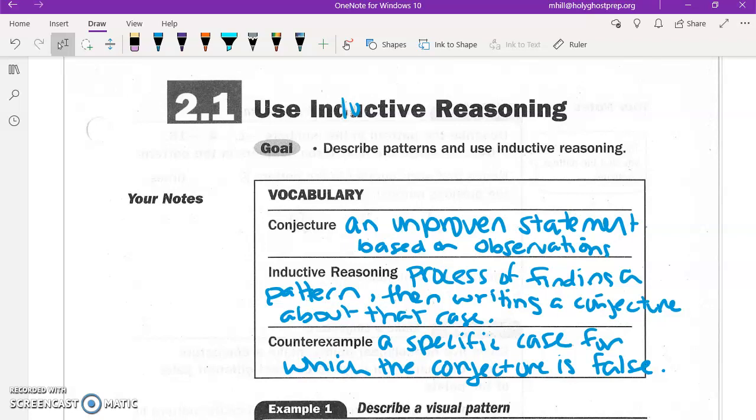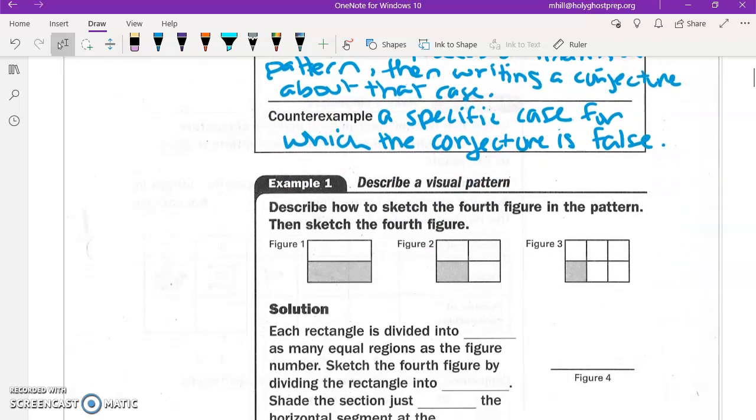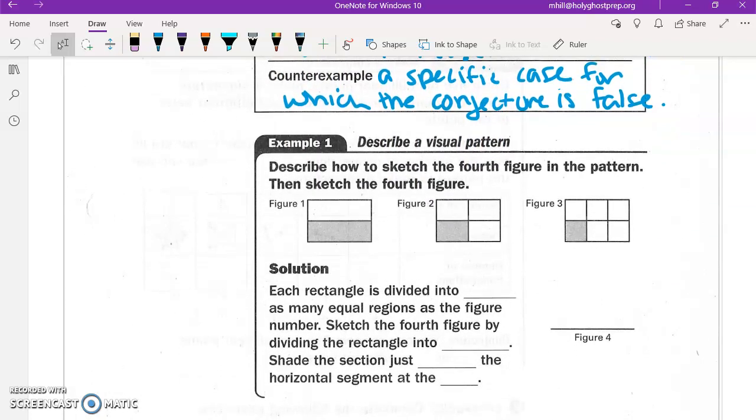All right, so let's go through the process and see a pattern here. Describe a visual pattern. Describe how to sketch the fourth figure in this pattern and then sketch the fourth figure. So notice the first, second, and third figures. And we're going to go through stuff here. So the solution: each rectangle is divided into blank as many equal regions as the figure number. So figure number 1 is divided into how many? Figure number 2 is divided into 4, and figure number 3 is divided into 6.